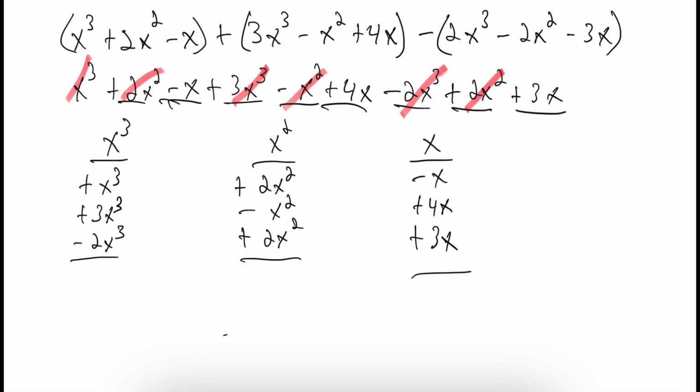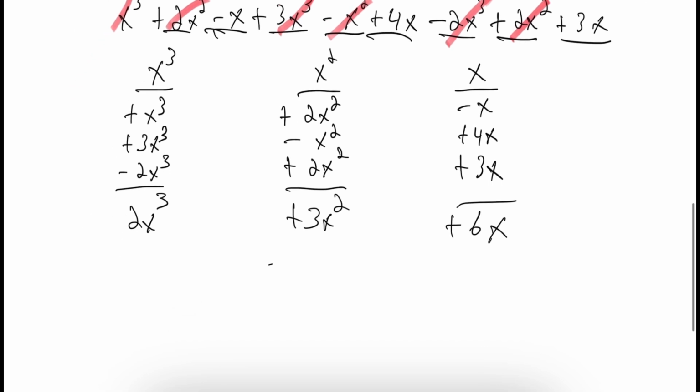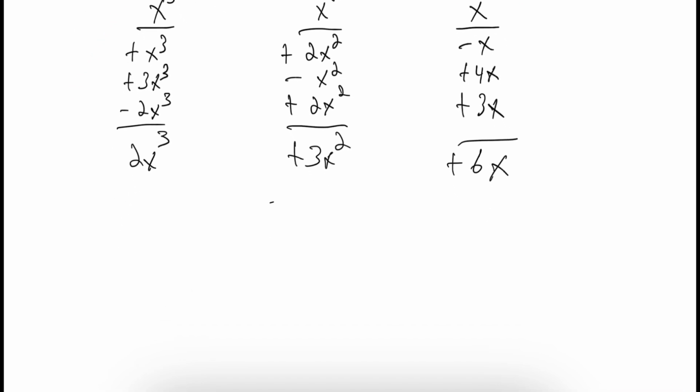We have x plus 3x is 4x minus 2x is 2x cubed. And we have negative 2x minus x is negative 3x squared, plus... Then negative x plus 4x is 3x, minus 3x. So our final answer is going to be 2x cubed plus 3x squared plus 6x.